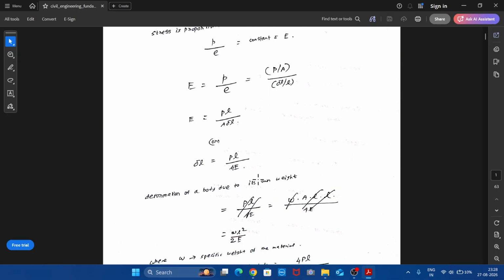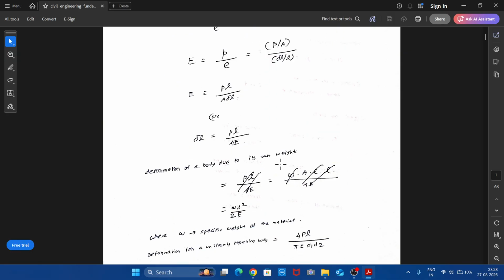Then, if you want to find the deformation of a body due to its own weight, it is given by wL squared by 2E, where w is the specific weight of the material. Every material will have its own specific weight. For example, steel will have 78.5 kilonewton per meter cube. Concrete, if it is plain, 24 kilonewton per meter cube. If it is RCC, 25 kilonewton per meter cube.